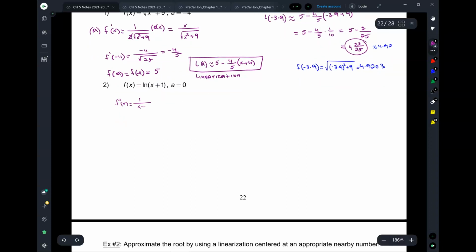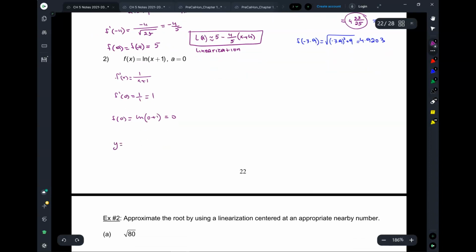1 over x plus 1. Yes. Okay, so for this linearization, I need f prime of a and f of a. f prime of 0 is 1 over 1, which is 1. f of 0 is ln of 0 plus 1, which is 0. So y equals f of 0 plus the slope times x minus a, which is 0. Well, look at that. y equals x, right?